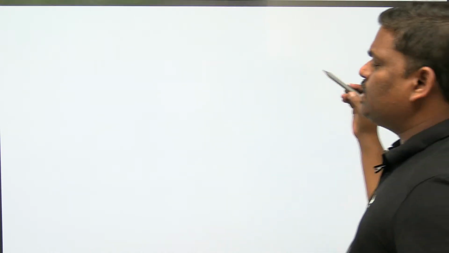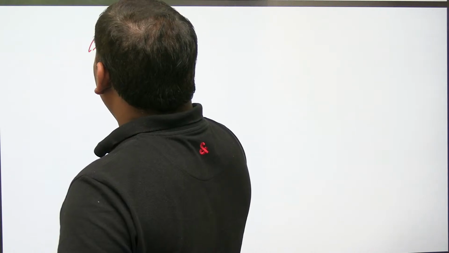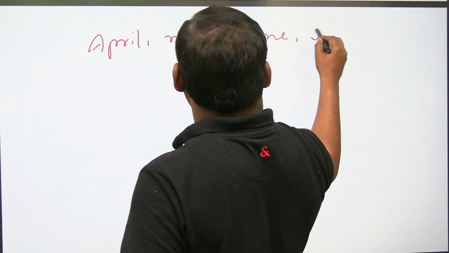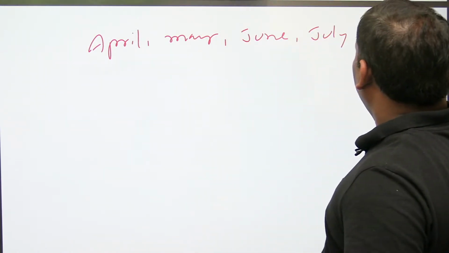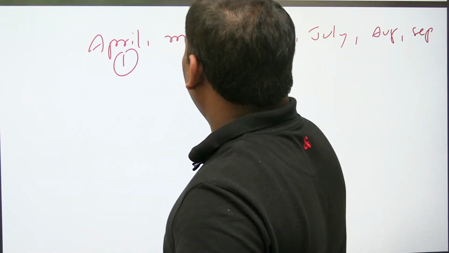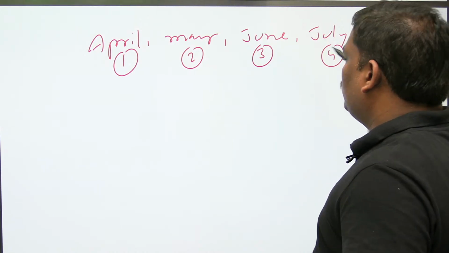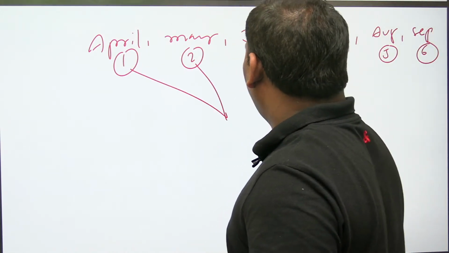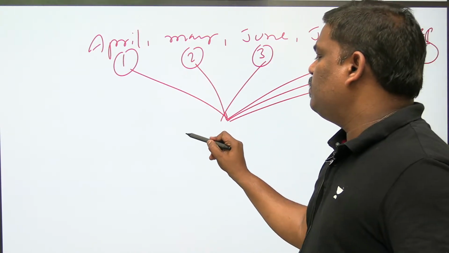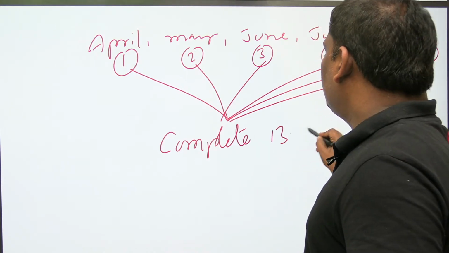Right. So my suggestion, listen everyone, be careful: April, May, June, July, August, September. So totally, first month, second month, third month, fourth month, fifth month, sixth month. You have 6 months. Be careful, in these 6 months, complete 13 subjects.